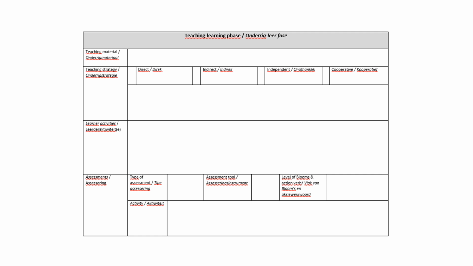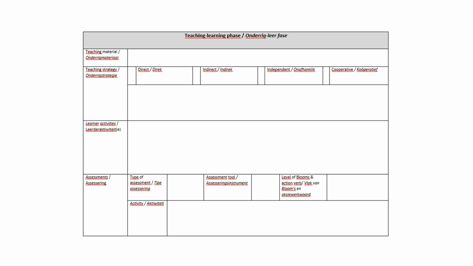And in the next block, you need to explain. Now, this is where you really have to write out step by step what is going to happen. The teacher will do this, the learners will respond by doing this. The teacher will then do this. The teacher will hand out a worksheet. He will give 5 minutes for the students to complete it. So you need to do this in as much detail as you can.